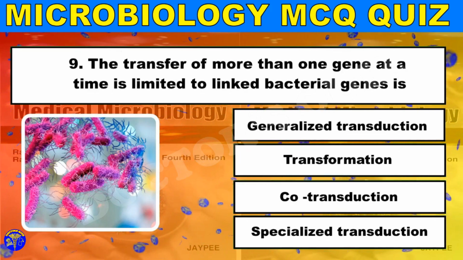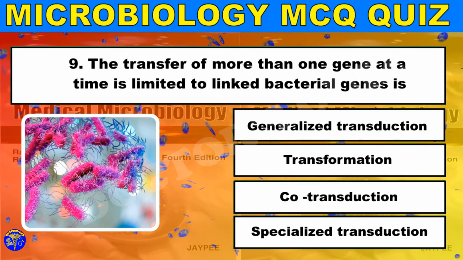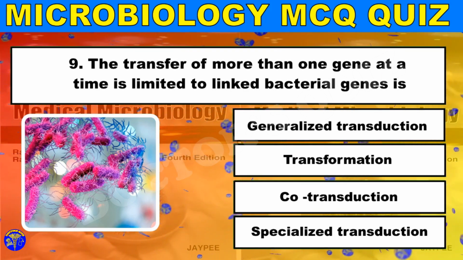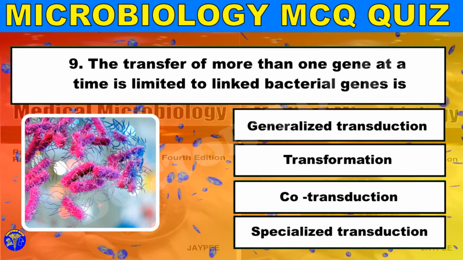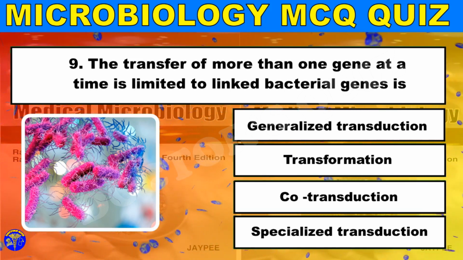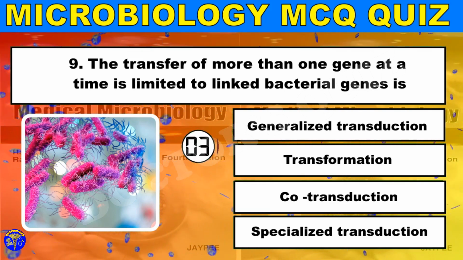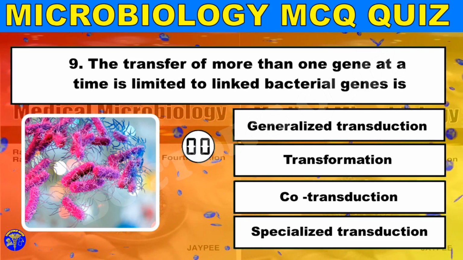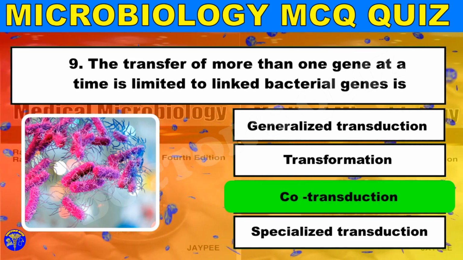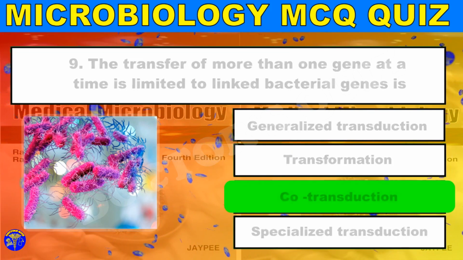The next question is, the transfer of more than one gene at a time is limited to linked bacterial genes. The options are generalized transduction, transformation, co-transduction, and specialized transduction. The right answer here is co-transduction.